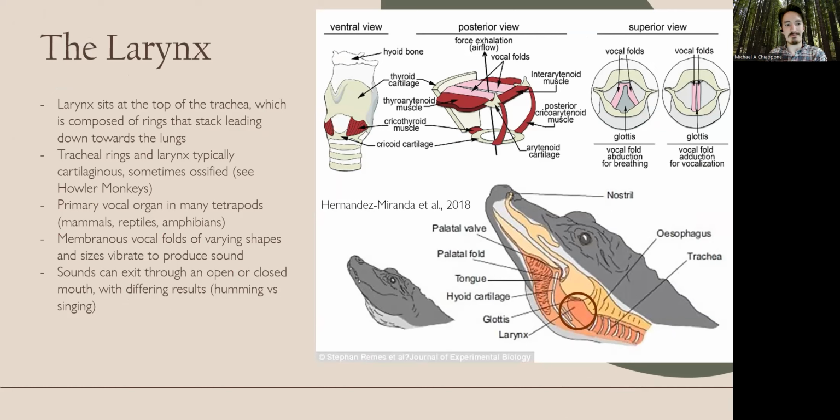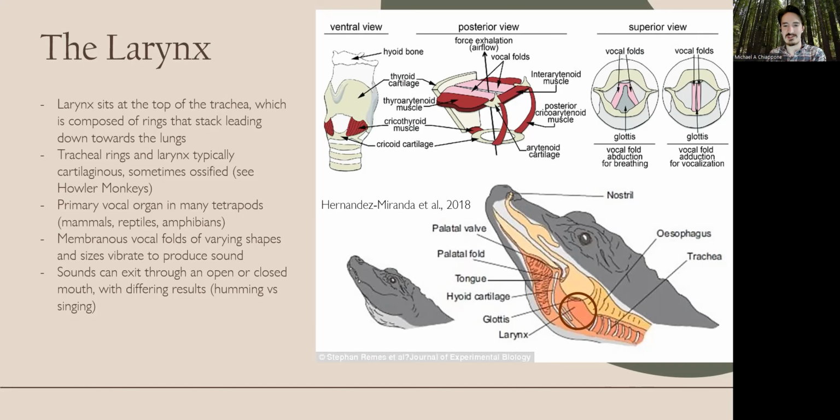What they do is they have membranous vocal folds of varying different shapes and sizes that they use to vibrate as air passes through and produces sound. You can see this on the top right for this mammal-style larynx there, how it can close the vocal folds and create tension and make them vibrate. Sounds exit through an open or closed mouth, i.e. out the nostrils, with differing results.